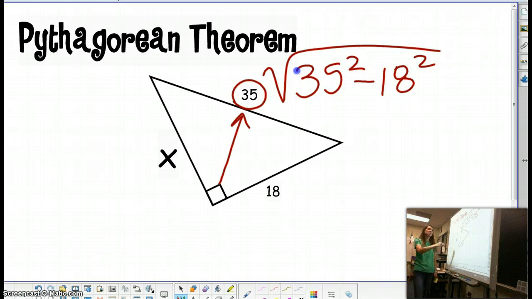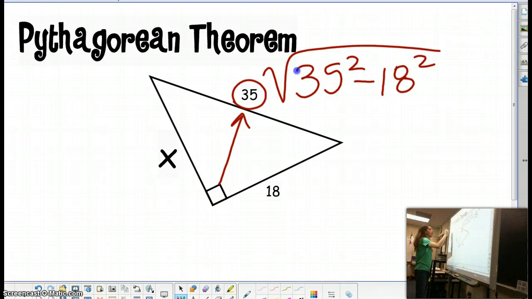So if you're looking for something smaller, you're going to subtract. And if you're looking for the hypotenuse, you would add. But we're looking for the leg. Very good. So we subtract 35 squared minus 18 squared, and then we take the square root. Don't forget to take the square root. If you don't, your number's huge, and it doesn't even make sense.